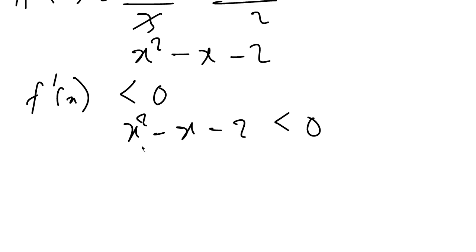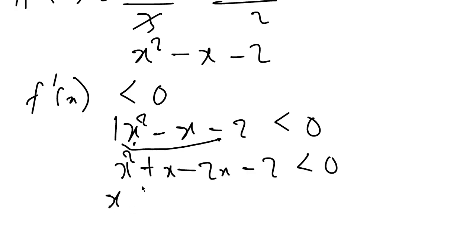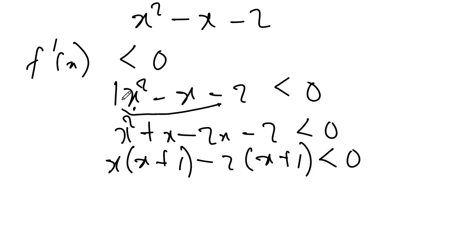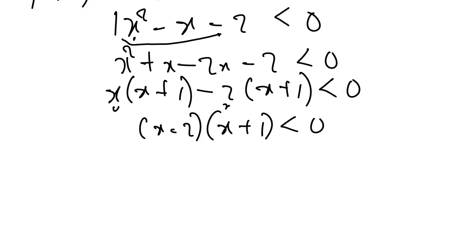So you can actually do some factorization here. The coefficient of x squared is 1. 1 times negative 2 is what? Negative 2. So all you need to do is to look for two numbers that multiply to give you negative 2 and add to give you negative 1, which are simply 1 and negative 2. Right? So x squared plus x minus 2x minus 2 is less than 0. So x is a common factor: x into x plus 1, minus 2 into x plus 1, less than 0. That's the factorization. And then bringing these together, we have x minus 2 into x plus 1 less than 0. And then what next?